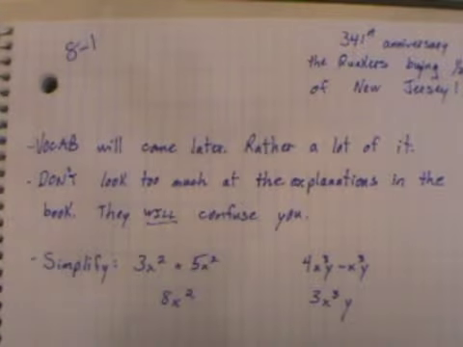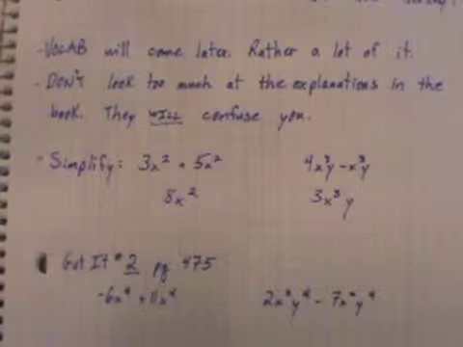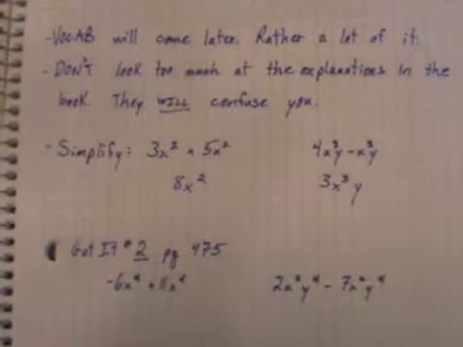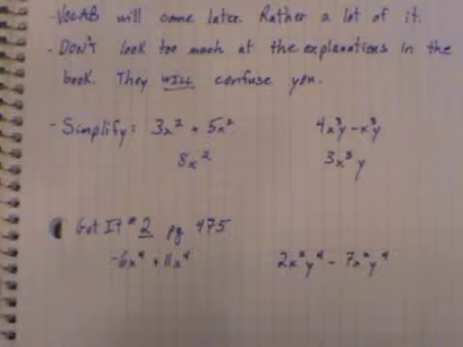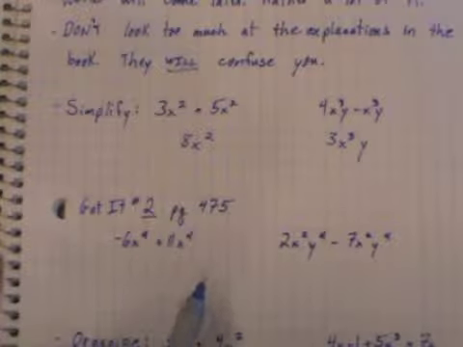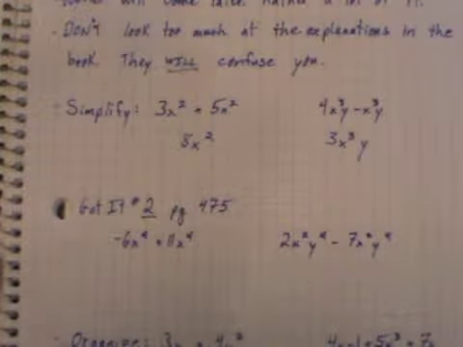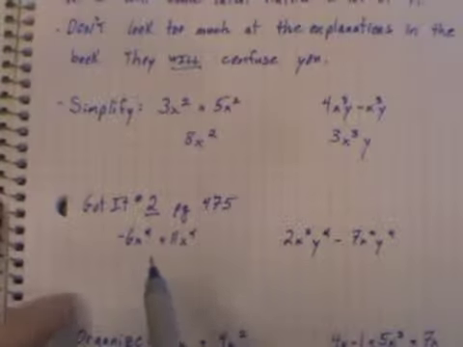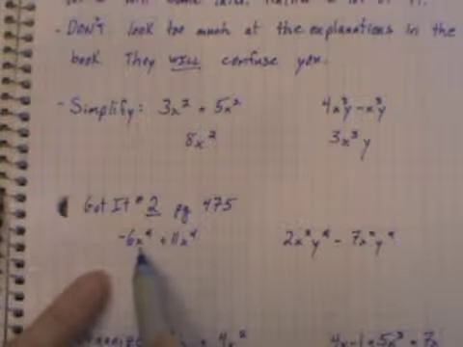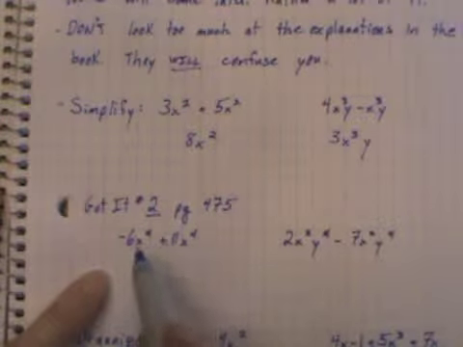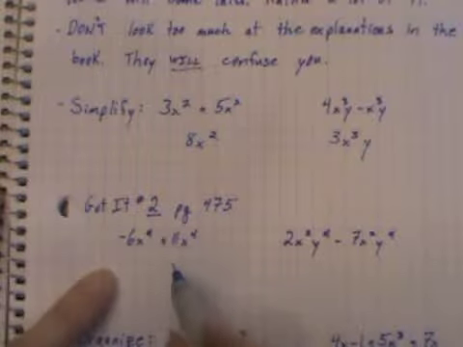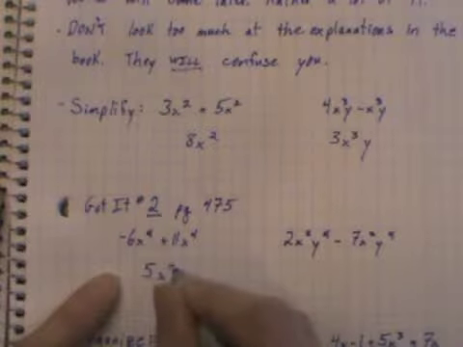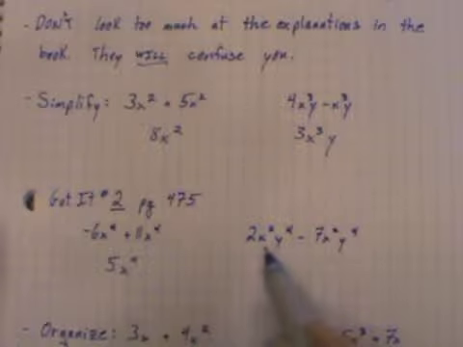Easy enough. Now, technically this is Got It number 2 on page 475. I would like you to simplify these two problems and then come back and check with me. So the first question is, are these like terms? Well, they both have x to the 4th and no other variables, so yes, they're like terms. Negative 6x to the 4th plus 11x to the 4th is going to give us 5x to the 4th.